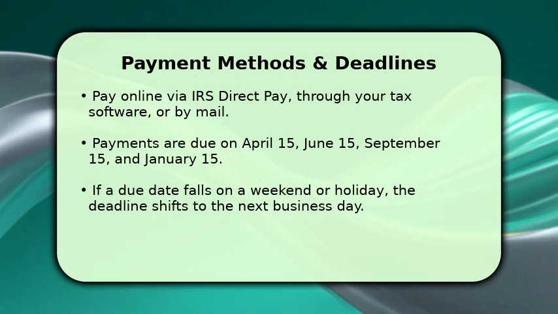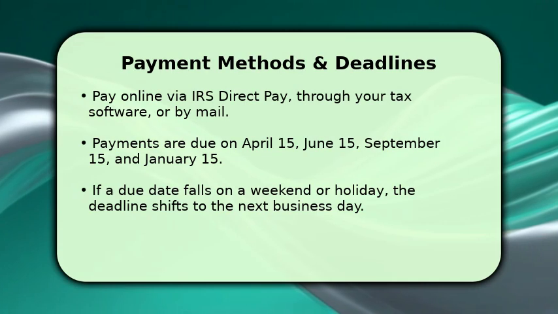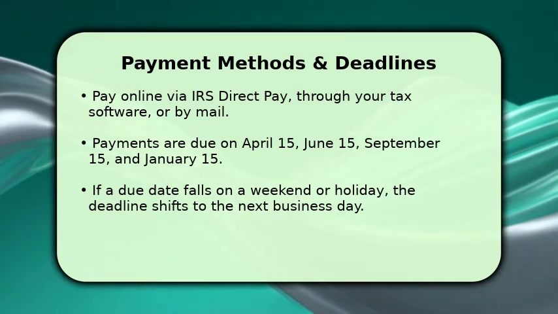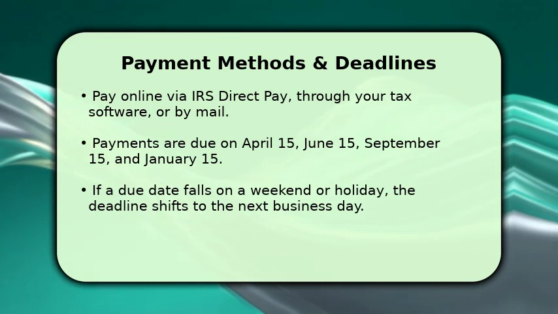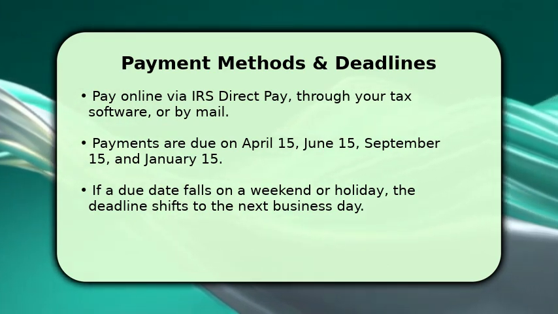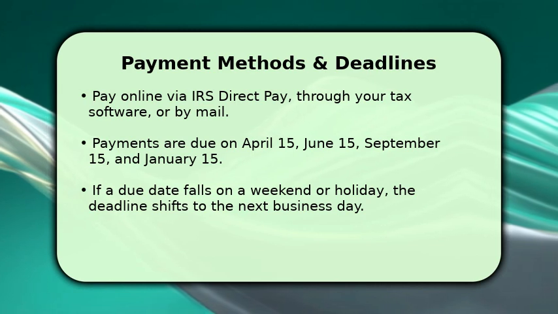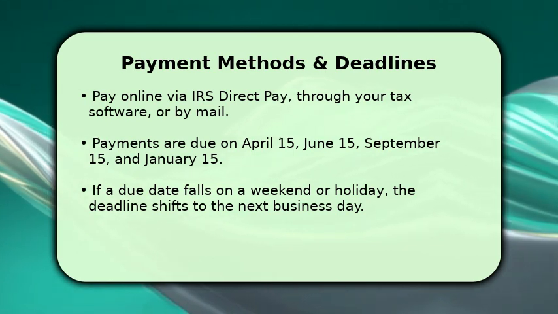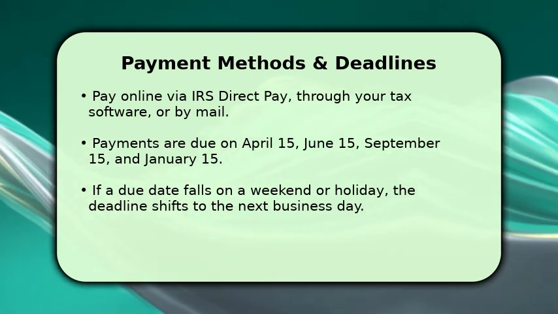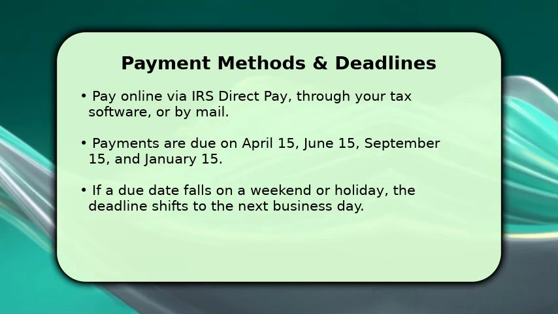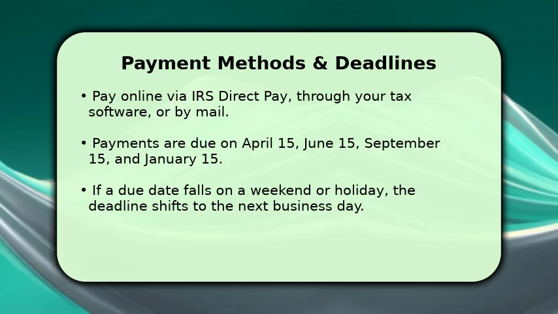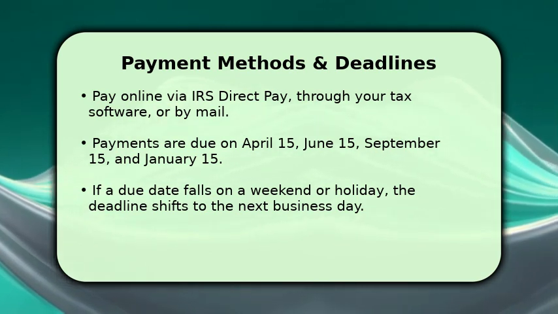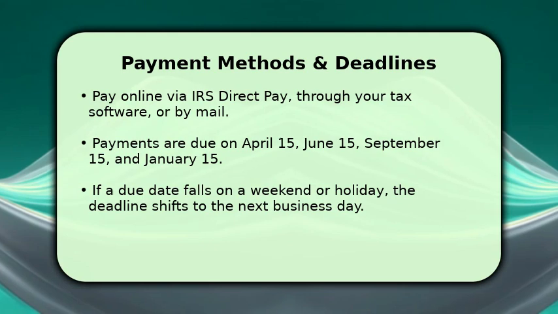You have several convenient options for paying your estimated taxes. You can pay online using IRS Direct Pay through your tax software, or by mailing a check with a payment voucher from Form 1040-ES. Remember the quarterly deadlines: April 15th, June 15th, September 15th, and January 15th of the following year. If a due date falls on a weekend or holiday, the deadline moves to the next business day.